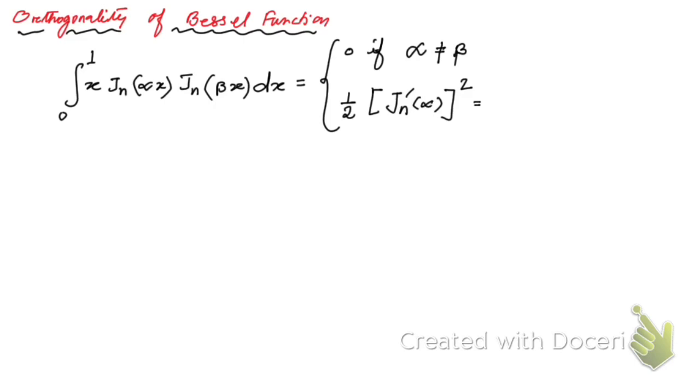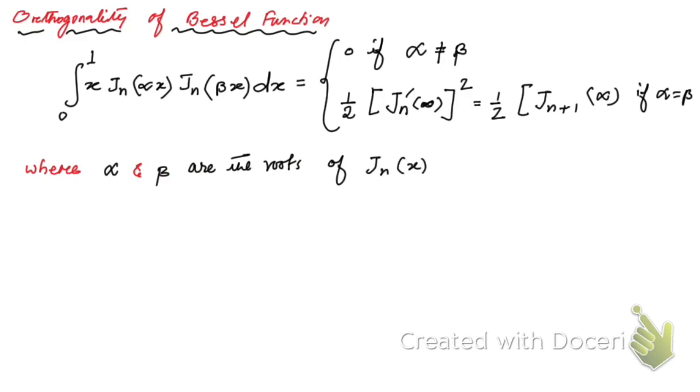half of Jn dash of alpha whole square, or it may be equal to half Jn plus 1 alpha, if alpha is equal to beta, where alpha and beta are the roots of this equation. So Jn of alpha is equal to Jn of beta is equal to 0, because alpha and beta are the roots of Jn of x is equal to 0. So if you replace x by alpha or beta, then you must get 0. Hope you have understood this.